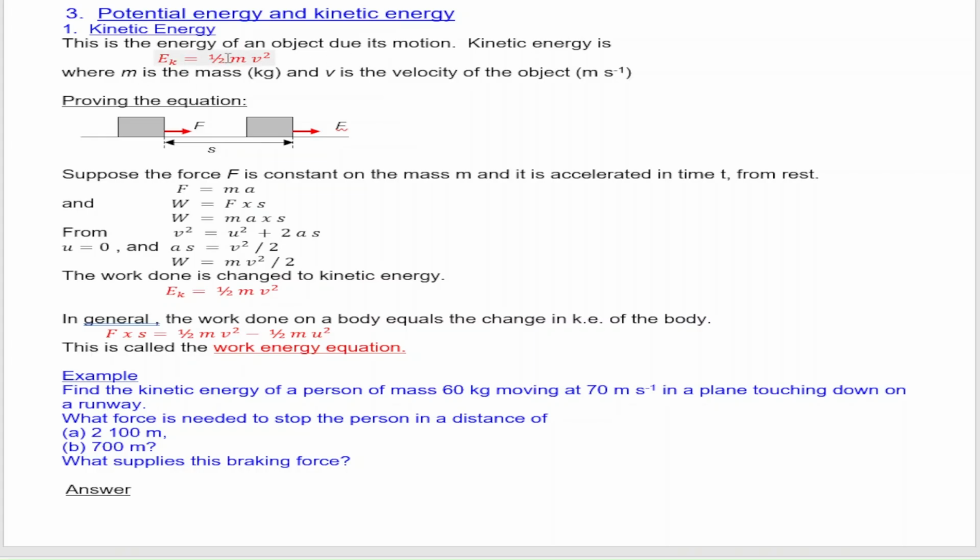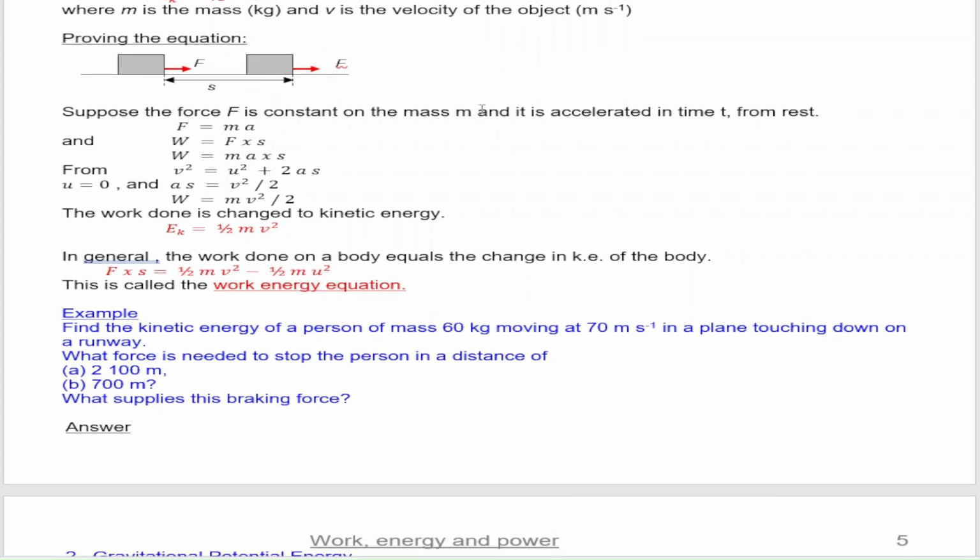Kinetic energy is equal to half mv squared, where m is the mass and v is the velocity of the object. Now, if you look at an object here, it has been subjected to a force F and it has moved a distance of s. We suppose that F is constant on the mass m and it is accelerated in time t from rest. Therefore, the resultant force is equal to mass times acceleration. Now we know that work done from a previous video is equal to force times the displacement s. We know that work is equal to the force, which is mass times acceleration, times that displacement s.